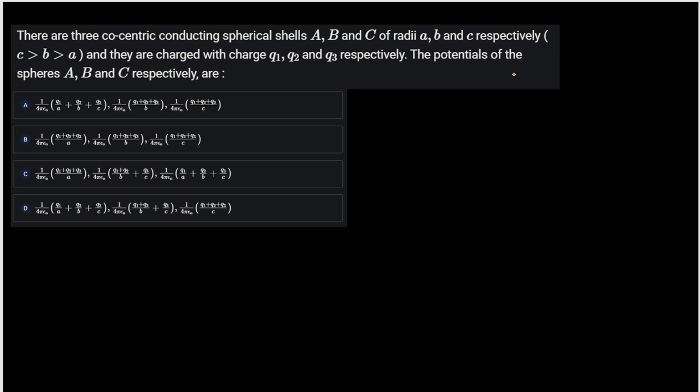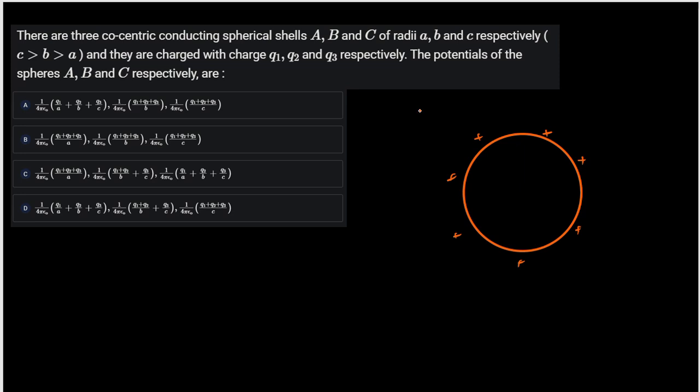Before we go into the question, first of all, we would like to discuss how potential varies in a sphere. Let's suppose that we have a spherical shell, a conducting spherical shell. Here it is already written conducting spherical shell, meaning charge will stay on the surface. Suppose that we give it some positive charge. So charge will stay on the surface.